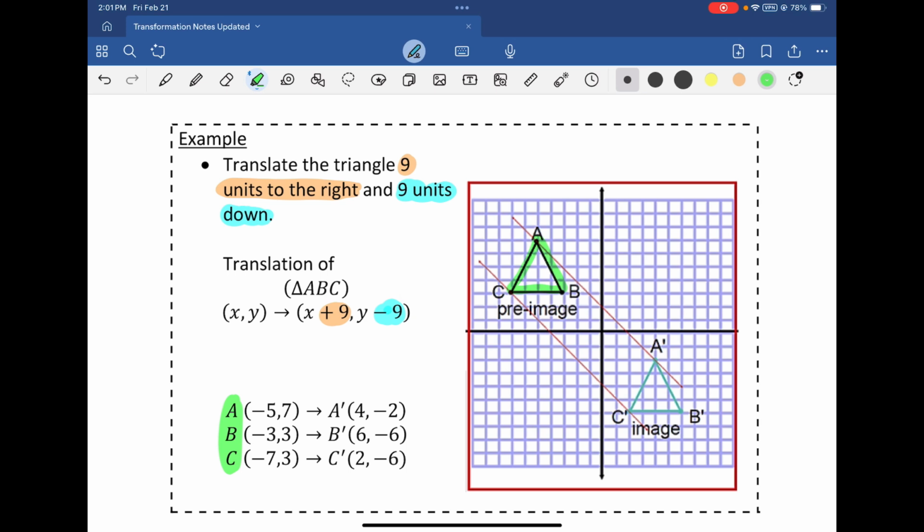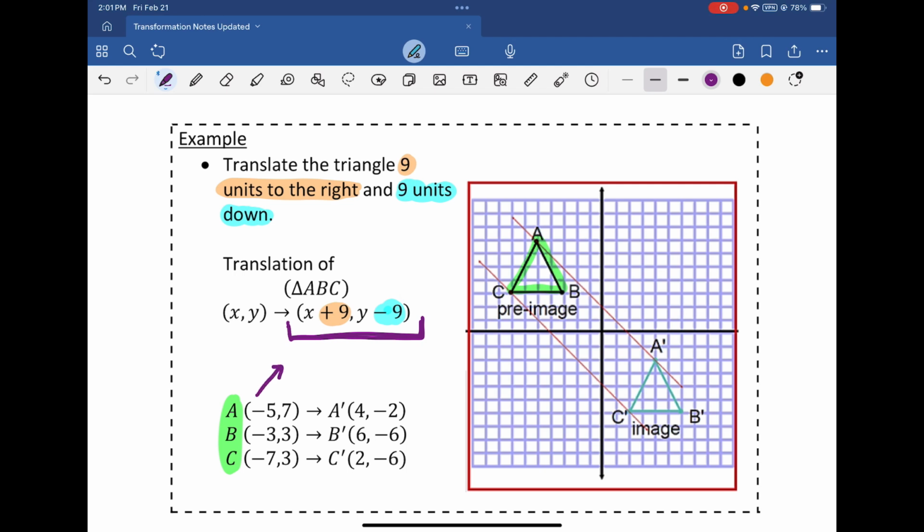Now, the way that you can get this, you can either just move your triangle to the right 9 and down 9 and then look at the new point, or you can utilize this information that I'll highlight in purple right here, x plus 9 and y minus 9. Let's look at A, for example.